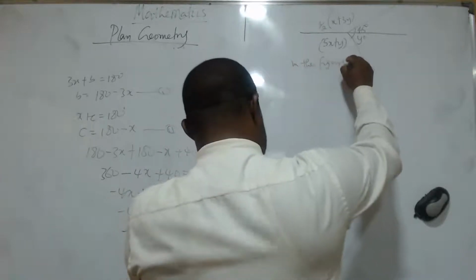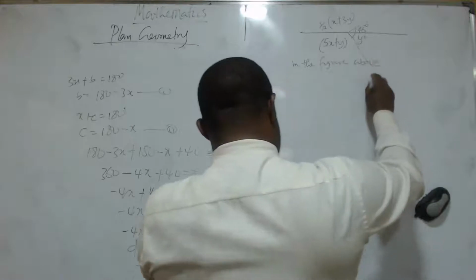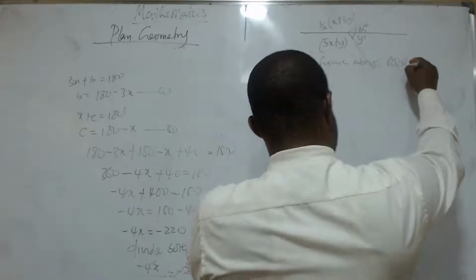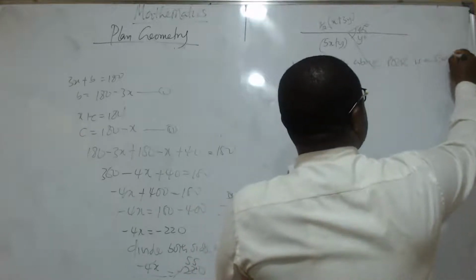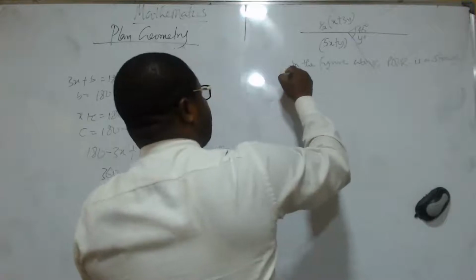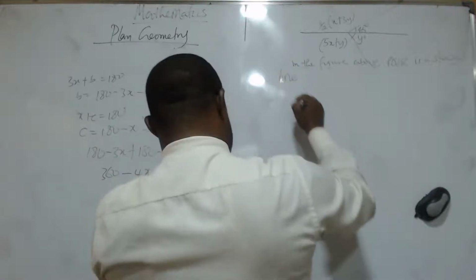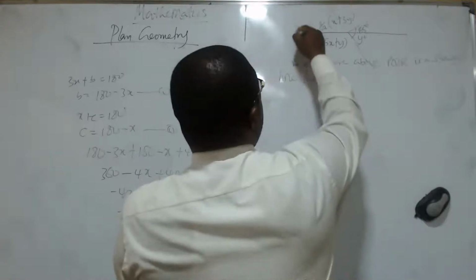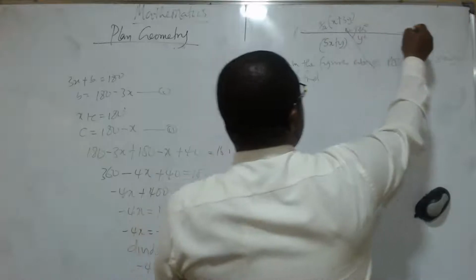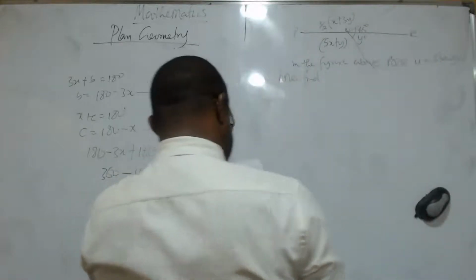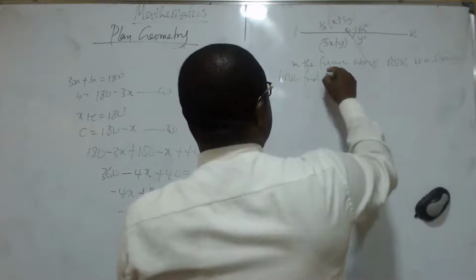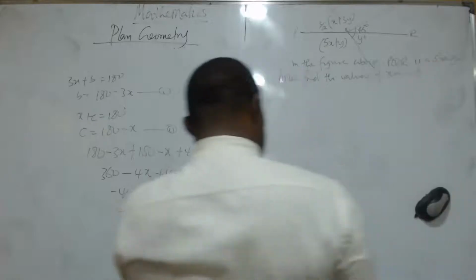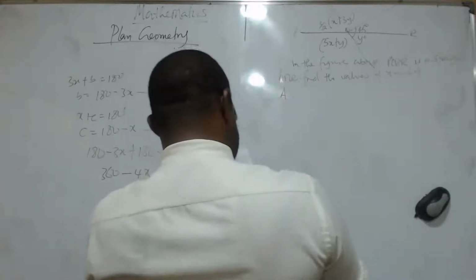In the figure above, PQR is a straight line. Find the values of X and Y.